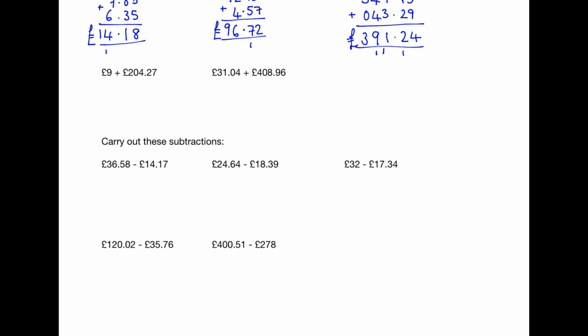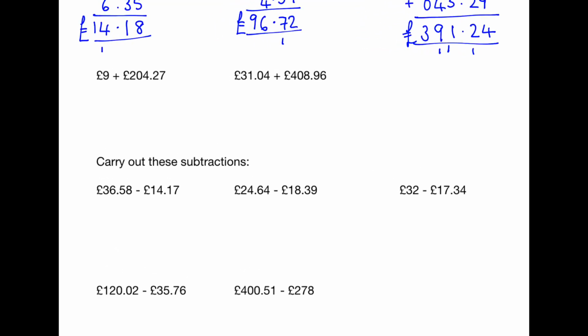Okay, so on with these additions. So next one, we're doing £9 add £204.27. So again, I think it's easier to put the bigger number at the top and then the 9. Right, let's have a think about where the 9 goes. Remember, we can write 9 as 9.0 or 9.00. Okay, so whichever it is, the 9 comes in front of the decimal point, doesn't it? So we remember, when we're adding and subtracting, we can fill in any gaps with zeros. The zeros that are on the right hand side, they're particularly important to fill in, especially when we're subtracting, as we'll see in a couple of minutes.